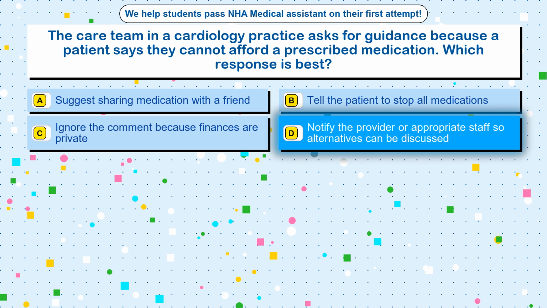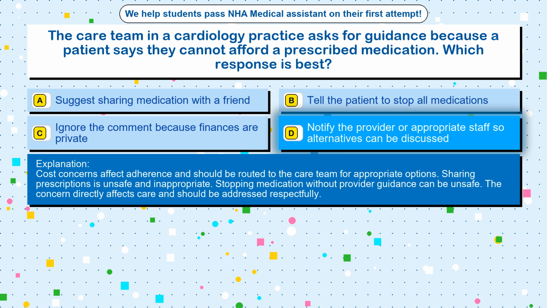The correct answer is option D. Notify the provider or appropriate staff so alternatives can be discussed. Cost concerns affect adherence and should be routed to the care team for appropriate options. Sharing prescriptions is unsafe and inappropriate. Stopping medication without provider guidance can be unsafe. The concern directly affects care and should be addressed respectfully.